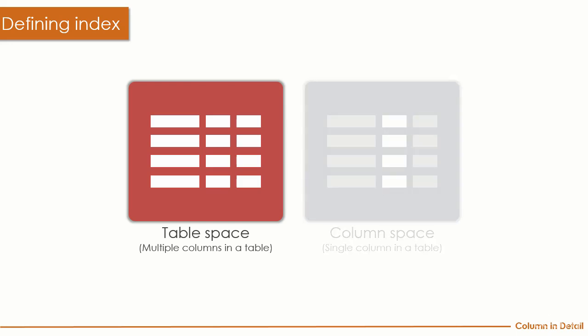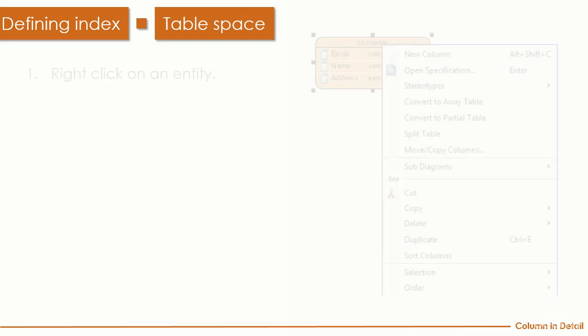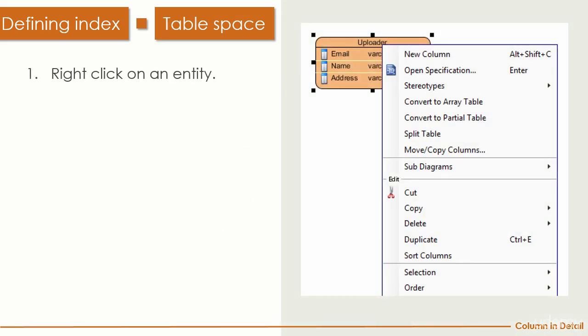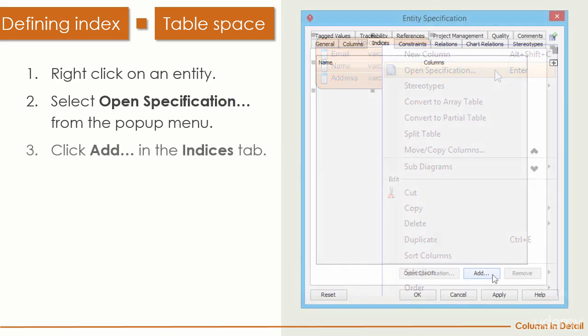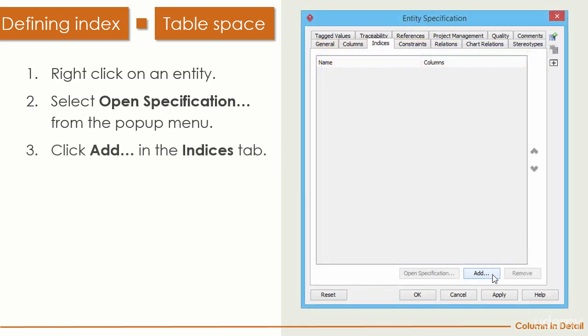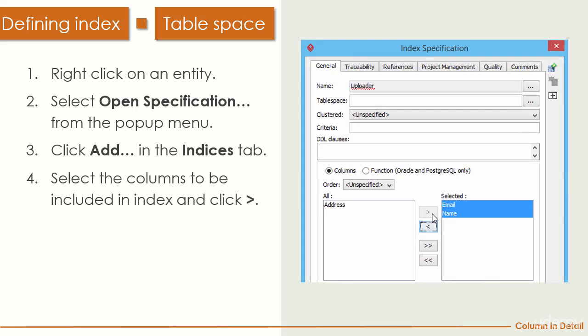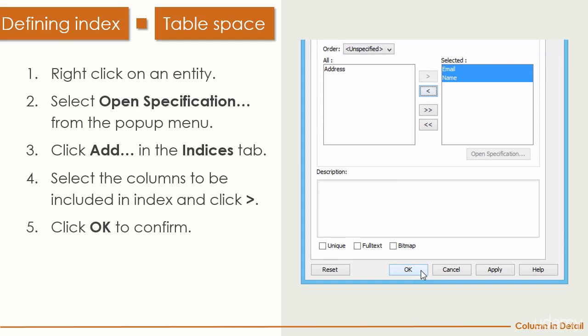Let's take a look at the table space. To set it is easy. You just right click on the entity and open the specification. After that, you go to the index tab in the specification dialog box and click the add button. After that, you can select which columns you want to be the index, and then move them to the right hand side. Left is all columns, right hand side is selected, and then click OK to confirm. Then you have set this column to be the index.